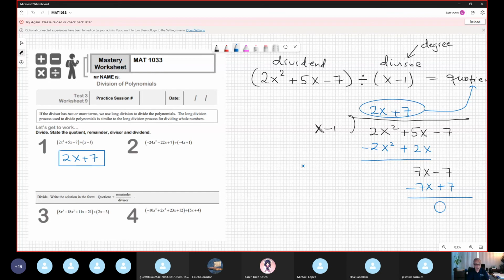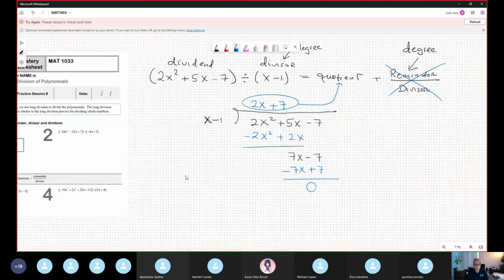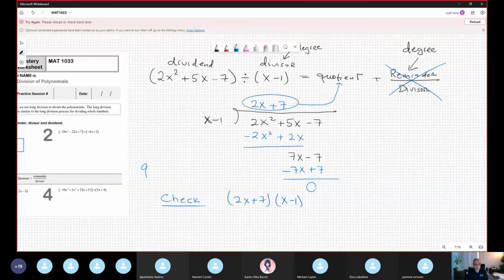Yes. One fantastic way, not necessary to do, is verification. This is checking. If you multiply the quotient, the answer, which is 2x plus 7, times the divisor, the checking is quotient times divisor. If the remainder is 0, you get the dividend. Let's do it quickly, and that's it for today, guys.